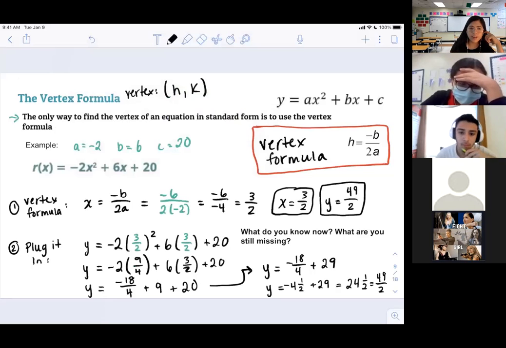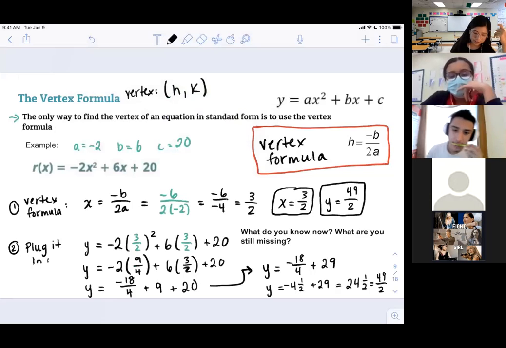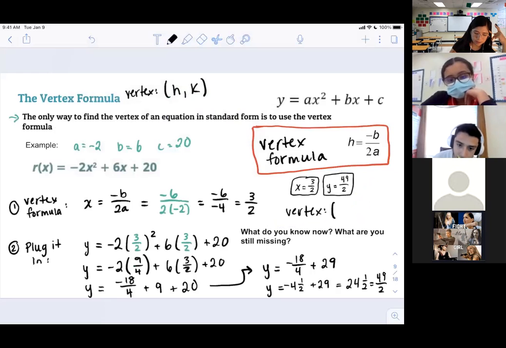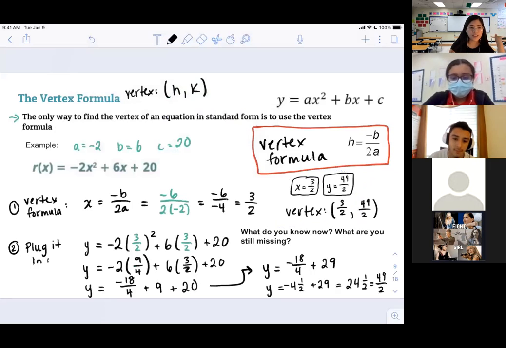49 over 2. So my vertex, I know we just did a lot of stuff, but my final answer as a coordinate point, the vertex is 3/2, comma 49 over 2. It's not the prettiest vertex in the world. That's okay. We forgive her.